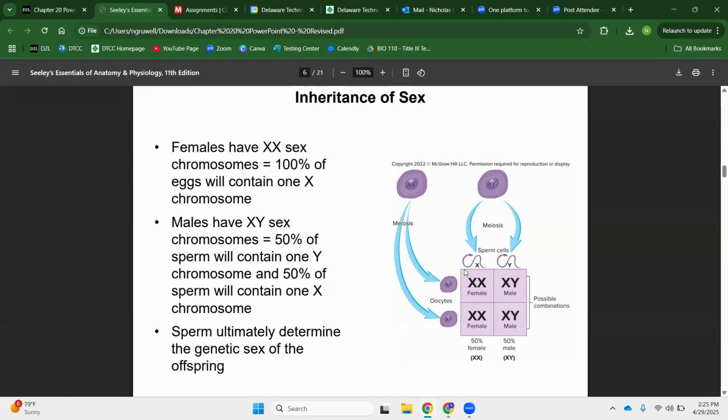So the way a Punnett square works is you follow it across, follow it down. If we have an X and an X meeting, X and an X meeting, that's going to be two female. So 50% chance of female, XY, XY, 50% chance of male. So that's why I say dad ultimately determines the sex, because mom's always going to contribute an X.